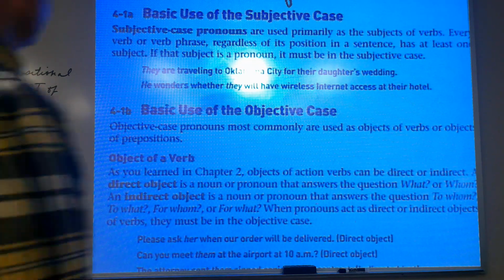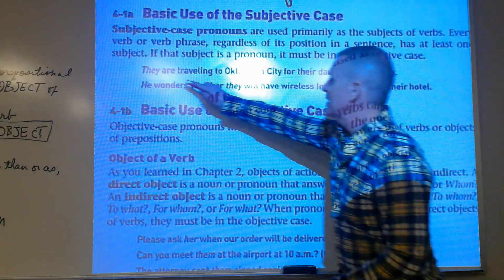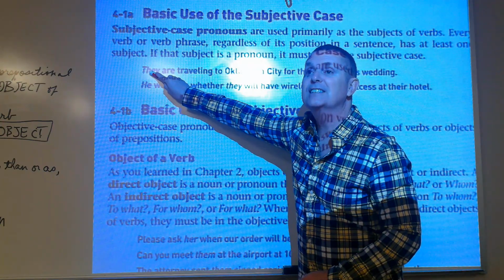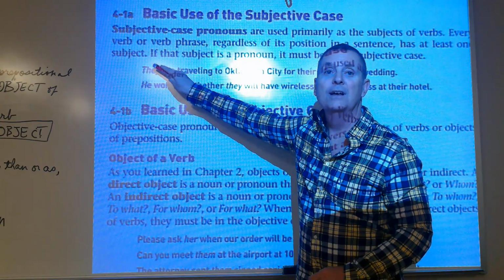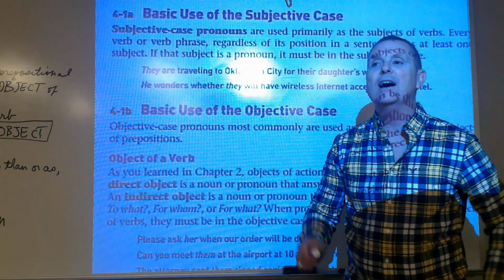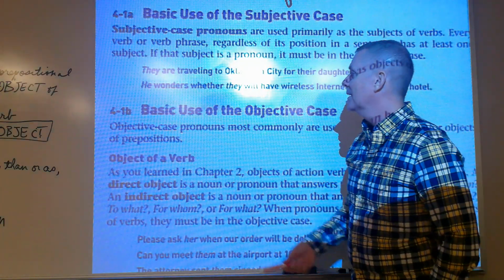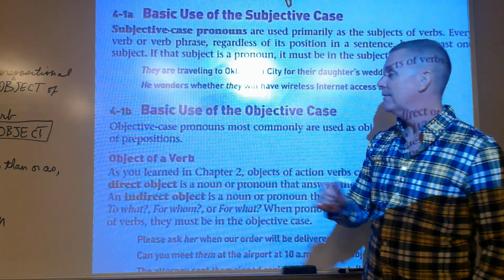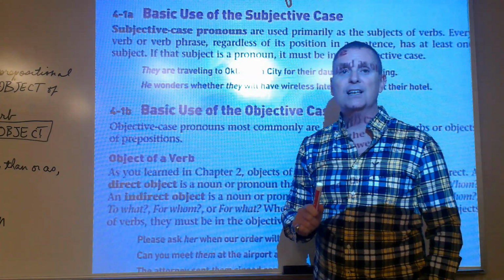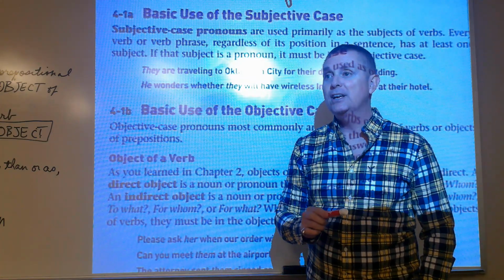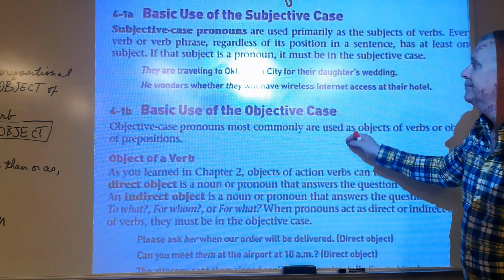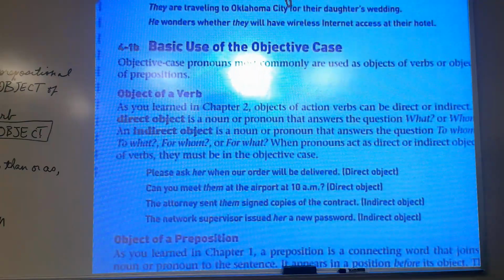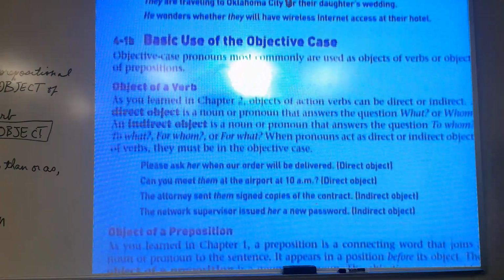And here we are using: they are traveling to Oklahoma City for their daughter's wedding. So the pronoun is being used as a subject of the verb. Therefore, it must be a subjective case pronoun: I, we, you, he, she, it, they. He wonders: since he is a pronoun being used as a subject of the verb wonders, use a subjective case pronoun of I, we, you, he, she, it, they. That's all that they gave right there.